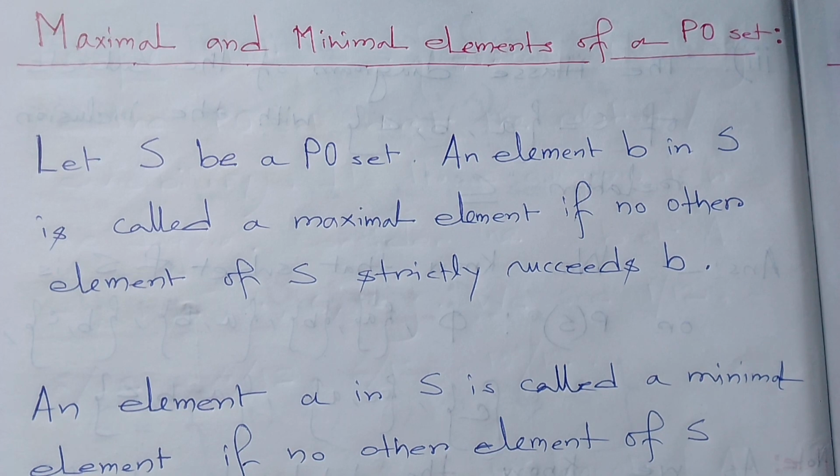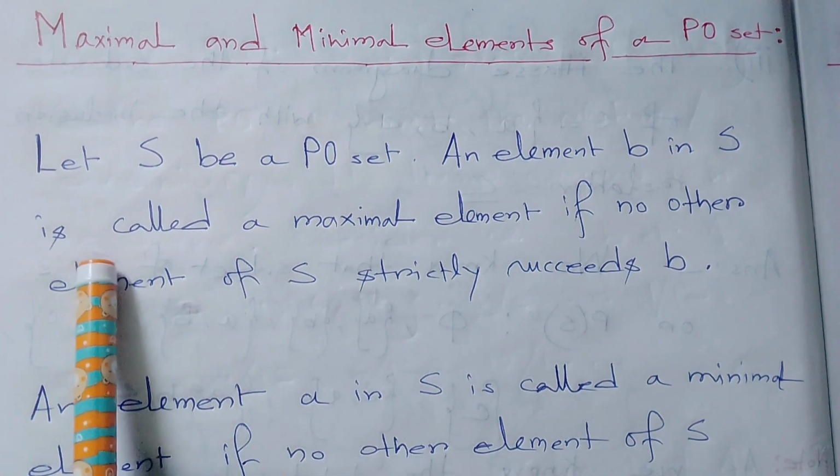In my last lecture, I discussed some important examples on POSET and Hasse diagram. Today, I'm going to start with maximal and minimal elements of a POSET. So let's see what those are.